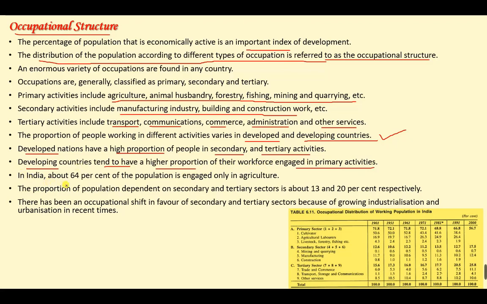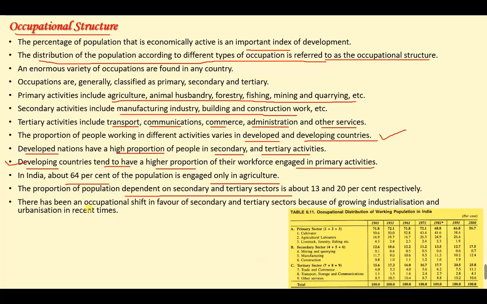And in India, about 64% of people are engaged only in agriculture. So by this you can understand that our country falls in the developing country category. The proportion of population dependent on the secondary and tertiary sector is about 13 and 20% respectively. Here through this table also, you can see the percentage of people working in different sectors.